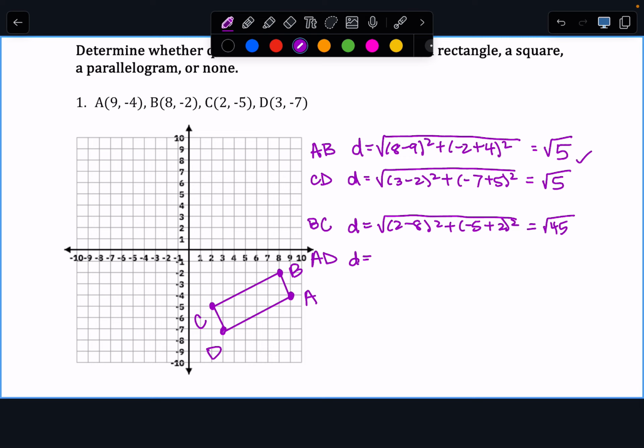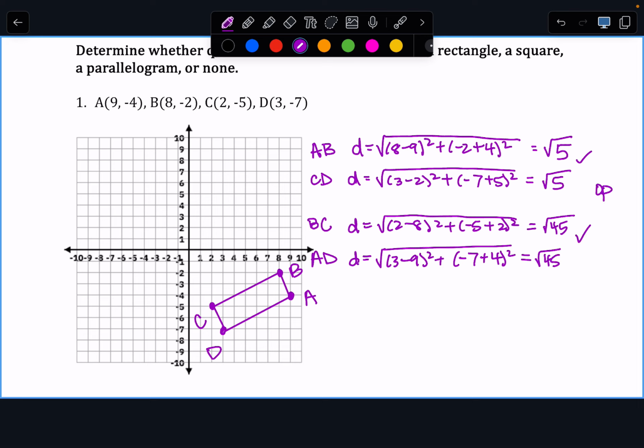Okay. You want to maybe write it on there? All right. So then AD, we have 3 minus 9 squared and -7 minus -4 squared. 45. Woohoo! Okay, so what do we know?